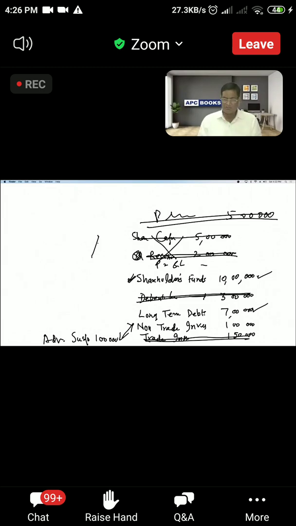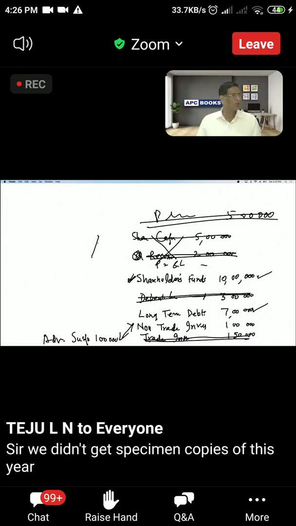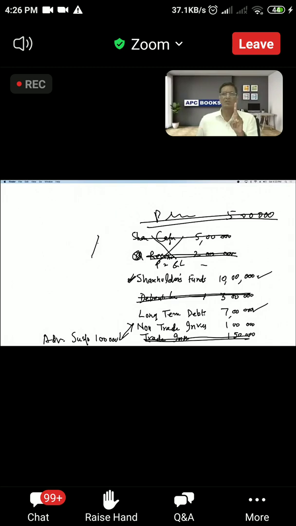Long-term debts include debentures. Two items are to be deducted following the liability side approach. Which two items? Non-trade investments and advertisement suspense, which means deferred revenue expenditure. This is called deferred revenue expenditure. An example is advertisement suspense. These are the two items.